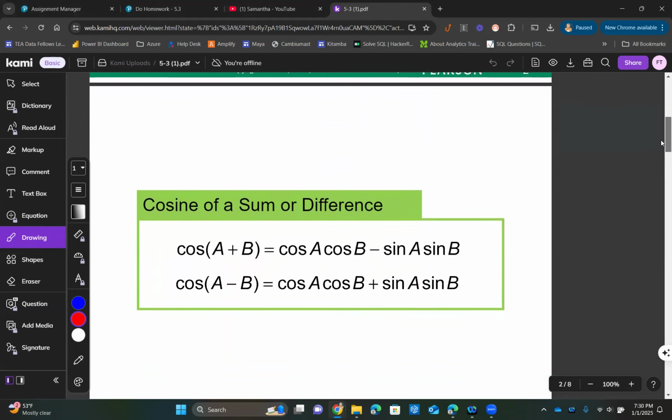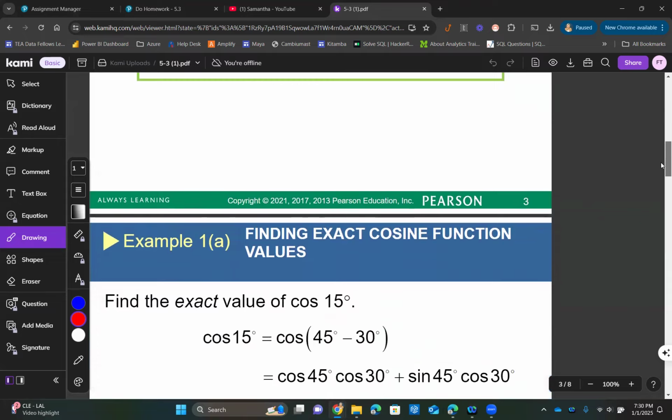Under 5.3, we need to learn that if you're trying to find the cosine of the sum of two angles, the formula we will need is cosine of the first angle times the cosine of the second angle minus sine of the first angle times sine of the second angle. Similarly, if you're looking for the cosine of A minus B, then we will need the cosine of the first angle times cosine of the second angle plus sine of the first angle and sine of the second angle.